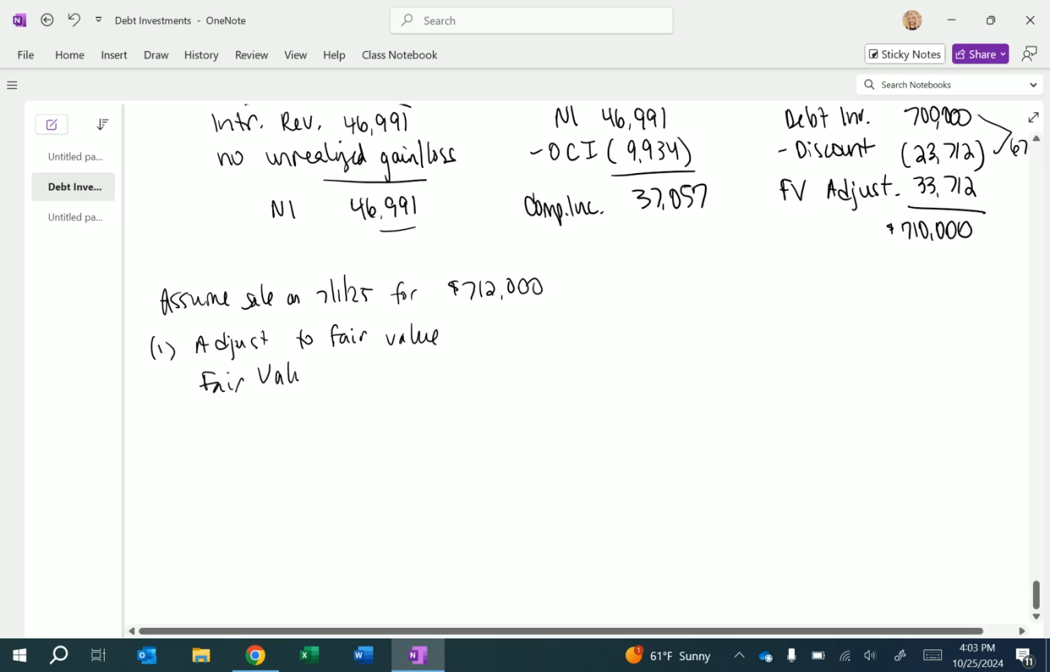As we've done before, fair value 712,000. The difference between the fair value and the amortized cost, which we said was 676,288, initial cost minus the remaining discount. And this difference here, 35,712, this is what we want the ending balance in the fair value adjustment account to be.